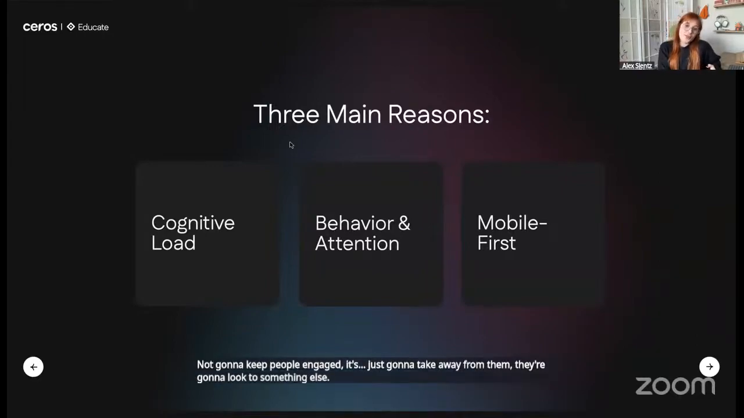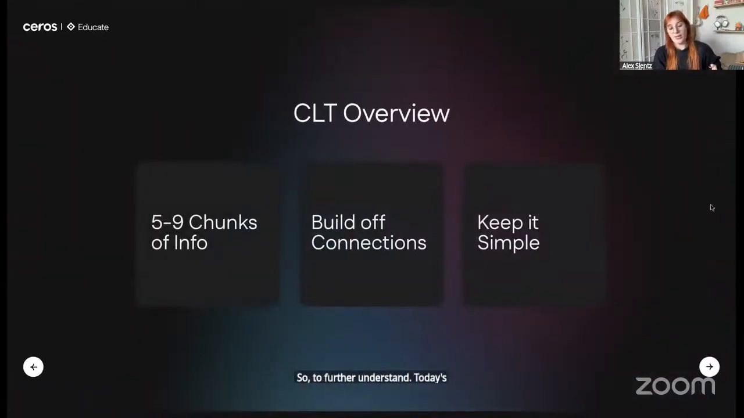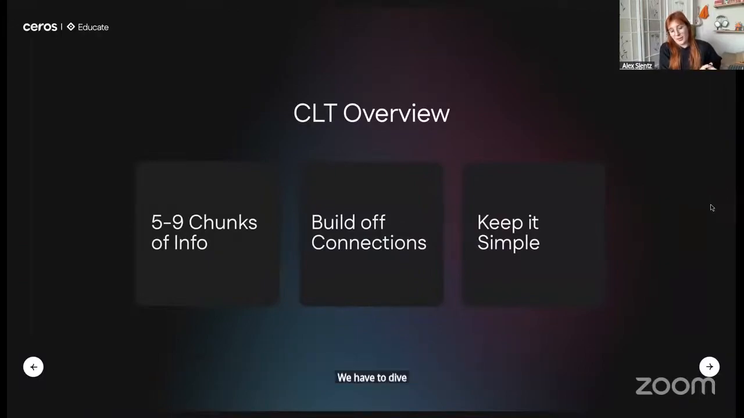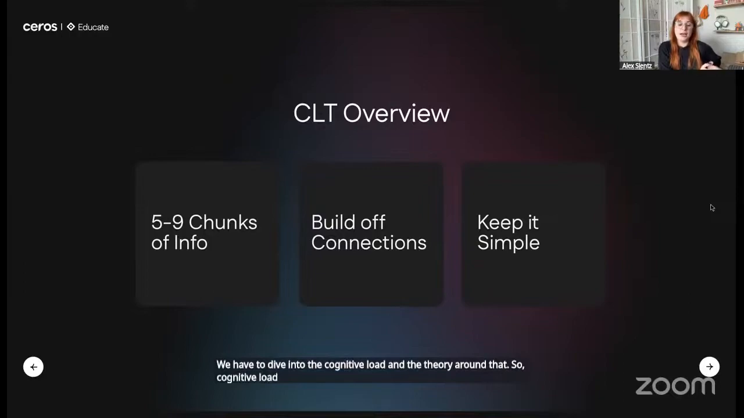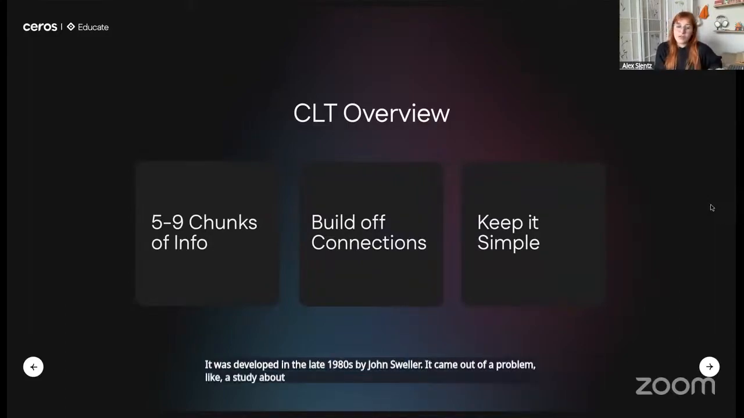So to further understand today's attention spans and why less text is important for engagement, we have to dive into the cognitive load and the theory around that. So cognitive load is the effort being used in working memory. It's based on the theory called cognitive load theory, also known as CLT. It was developed in the late 1980s by John Sweller. It came out of a study about problem solving.